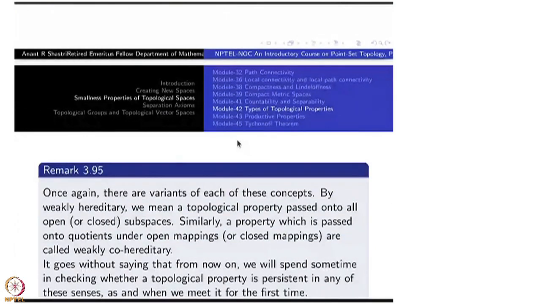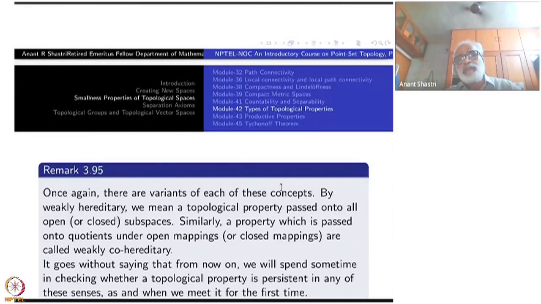Once again, there are variants of these concepts. That's what I want to tell you, depending upon the author and what exactly you want to study. Like I already told you, for hereditariness, instead of general subspaces, you can just take open subspaces. You may call it open hereditary, or it may be true for only closed subspaces, then you may call it closed hereditary and so on. So they are weaker than actually being hereditary. You may call it weakly hereditary.